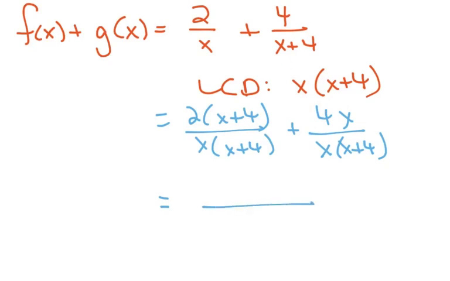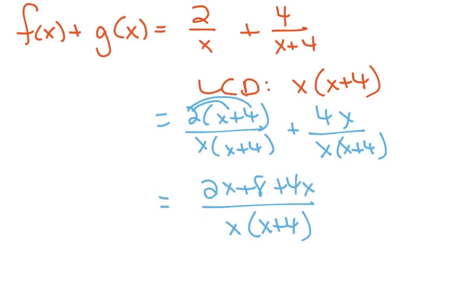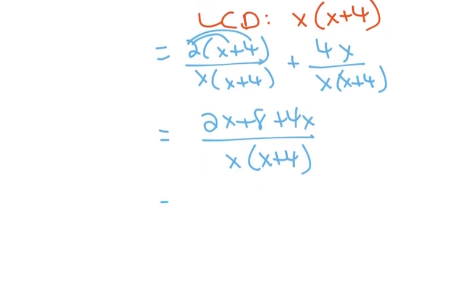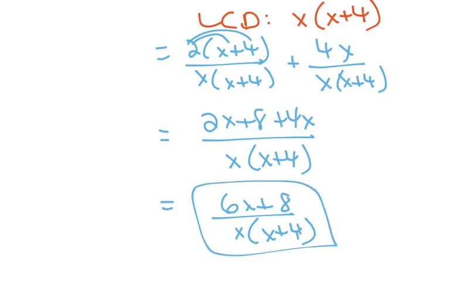When you add two fractions that do have a common denominator, you just put the denominator in the bottom, but the numerator you're actually going to combine like terms. You're going to add the numerators together. So this is 2x plus 8, and you're going to add that to 4x. So the numerator is going to be 6x plus 8, and the denominator is just x plus 4. And that would be the answer.